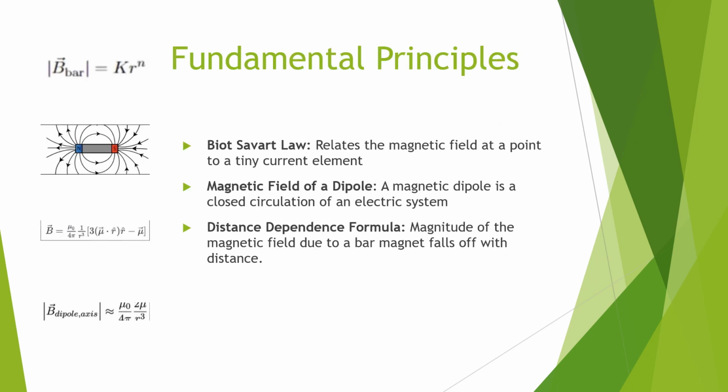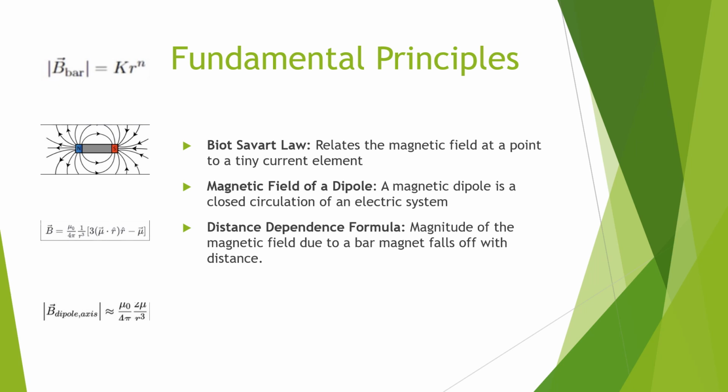Now here are the fundamental principles related to this lab. First, let's start with the Biot-Savart law. This law relates the magnetic field at a point to a tiny current element. Then we have the magnetic field of a dipole. So a magnetic dipole is a closed circulation of an electric current. And lastly, a fundamental principle is the distance dependence formula. The magnitude of the magnetic field due to a bar magnet falls off with distance.